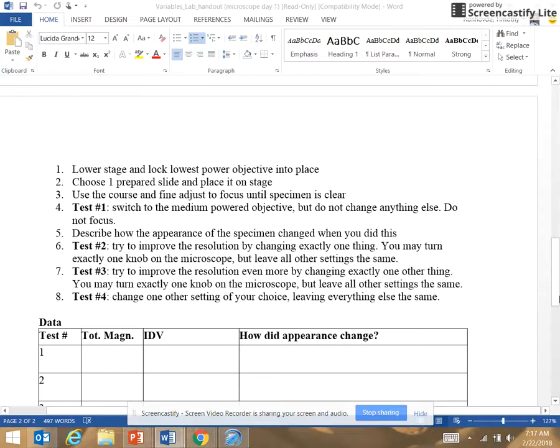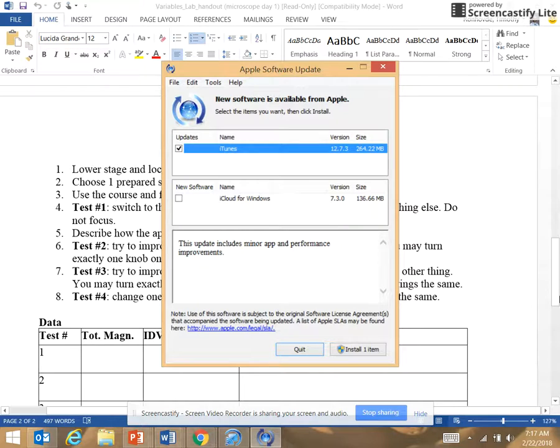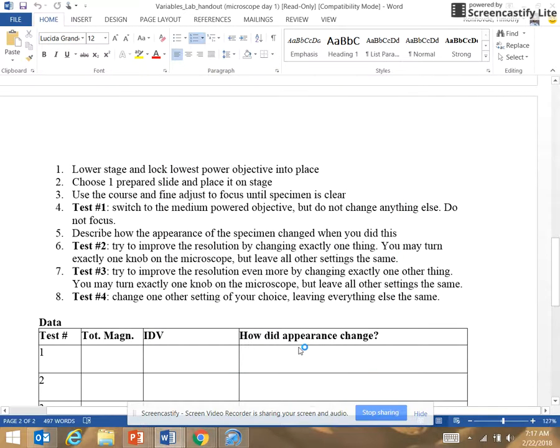So really you changed one variable at a time, and your group decided how that changed the image, the quality of the appearance. So really that was a pretty straightforward step-by-step process. The important part was reading and following the directions this time.